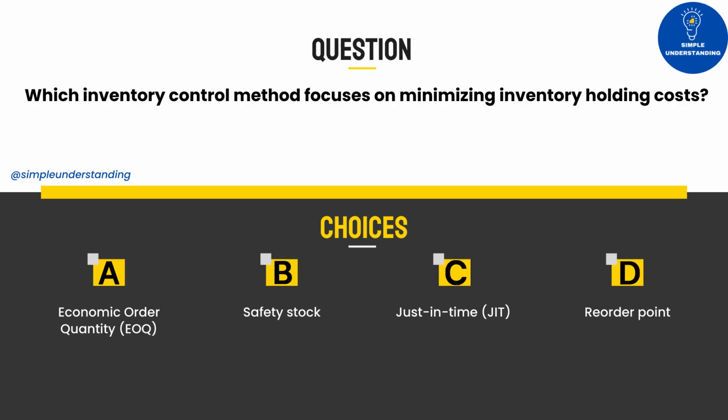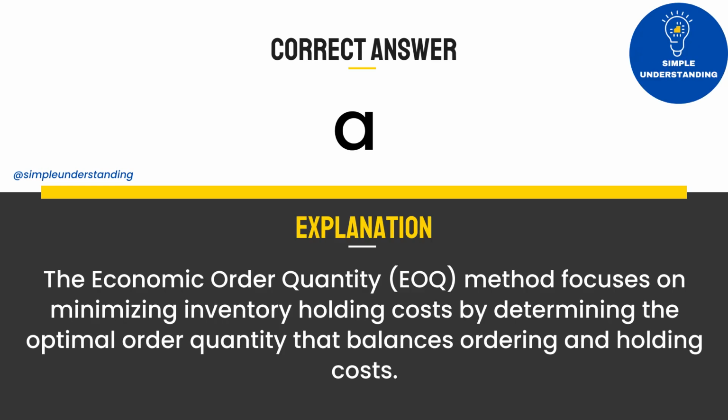6. Which inventory control method focuses on minimizing inventory holding costs? A. Economic order quantity, EOQ. B. Safety stock. C. Just-in-time, JIT. D. Reorder point. Correct answer: A. Overall explanation. The economic order quantity, EOQ, method focuses on minimizing inventory holding costs by determining the optimal order quantity that balances ordering and holding costs.